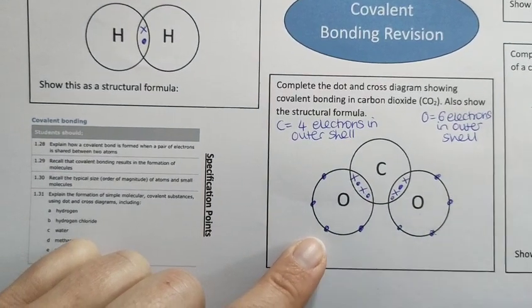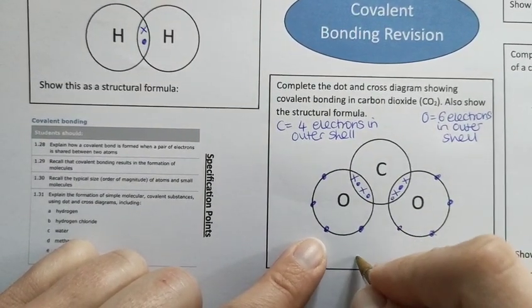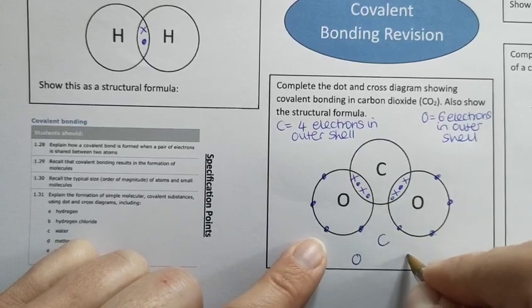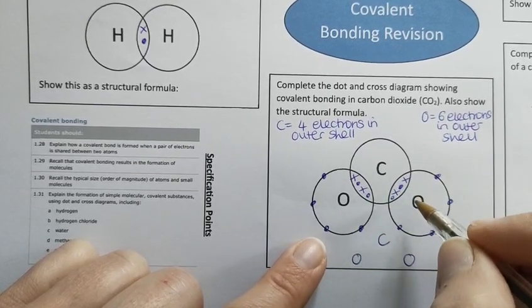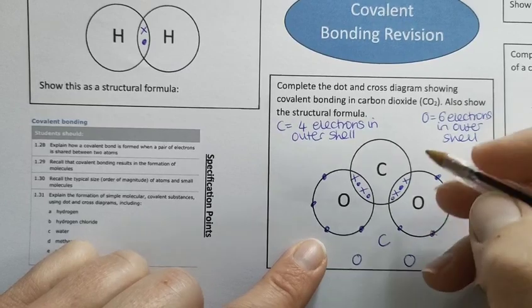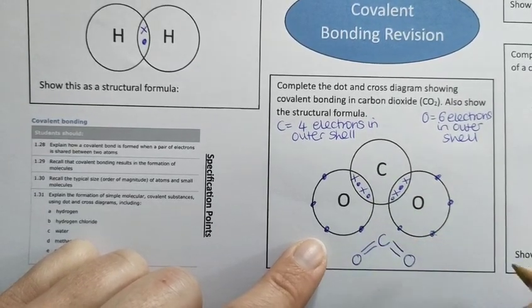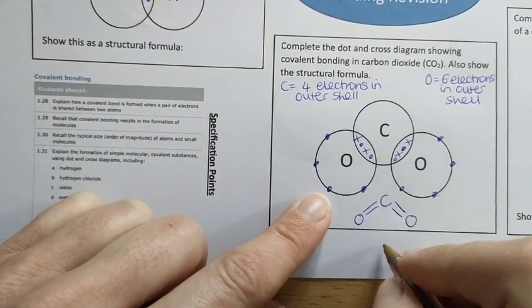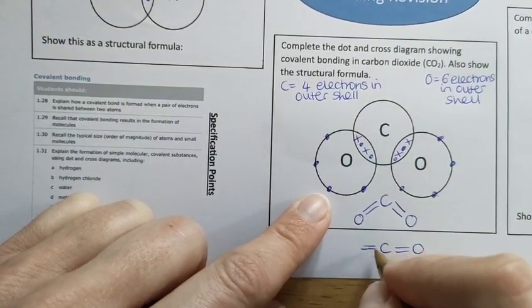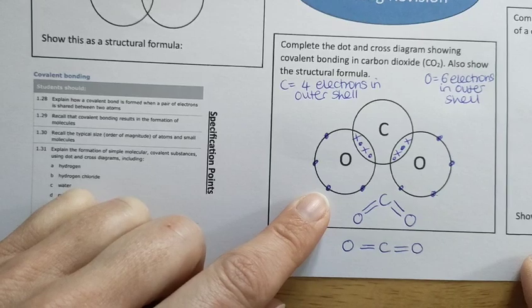Perfect. Now I can draw the structural diagram. So remember we're writing out the letters again in the same order that they're there and drawing a line for each of the bonds. So here we go, like that. And in fact, actually, technically it should be just in a straight line like this. Okay, there we go.